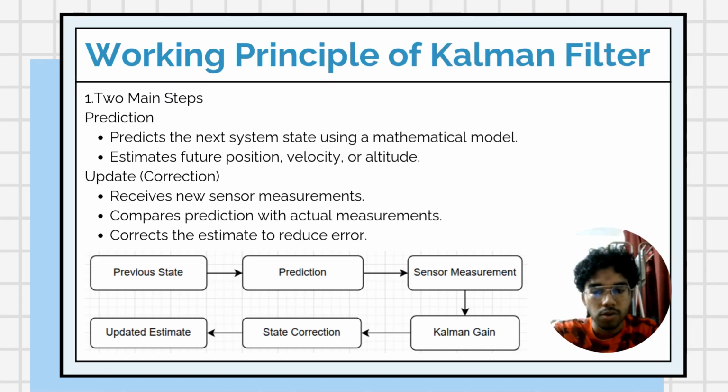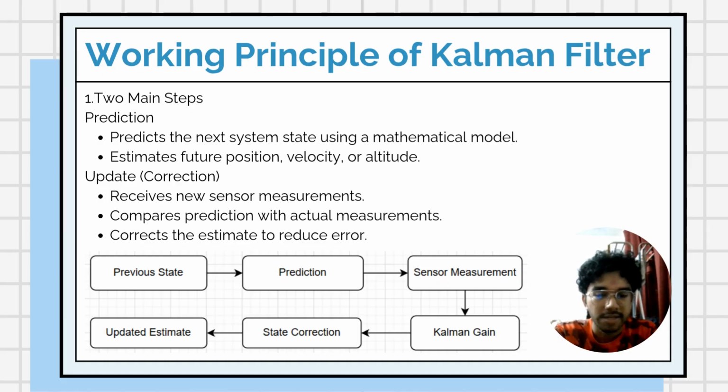So, the working principle of the Kalman filter. The Kalman filter works in two repeating steps. The first one is the prediction, and the second one is the update. In the prediction step, the system uses a mathematical model to estimate the next state of the system. This is based on the previous value and system dynamics.